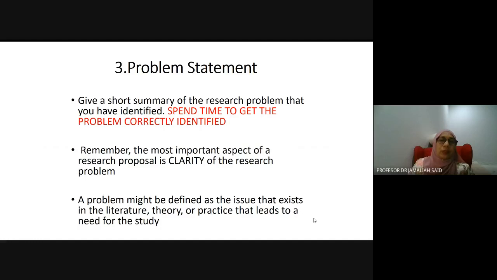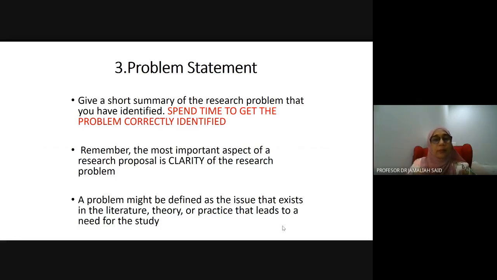So for the problem statement, give a short summary of the research problem that you have identified just now. You talk about risk management, you talk about fraud, you talk about CSR. In the problem statement, you just summarize, don't go too detailed. Fraud is a big problem. Because of fraud, the country's image is going to be affected. Foreign direct investment will be affected. A lot of problems happen. So you summarize it. We expect good support for you to develop a problem statement.